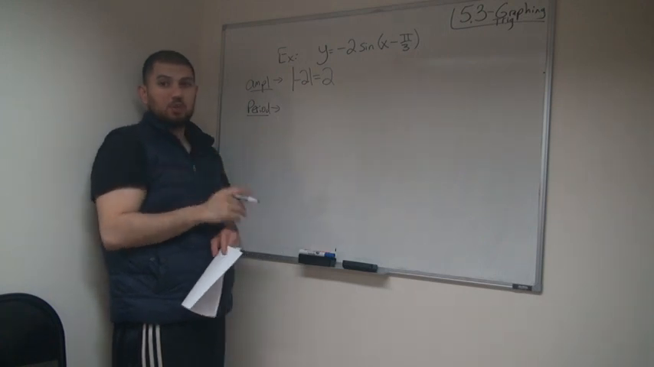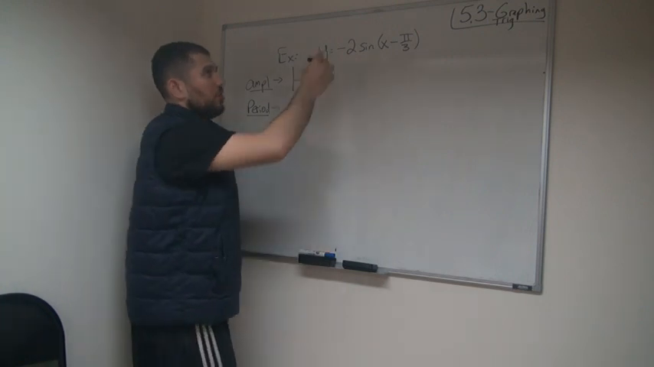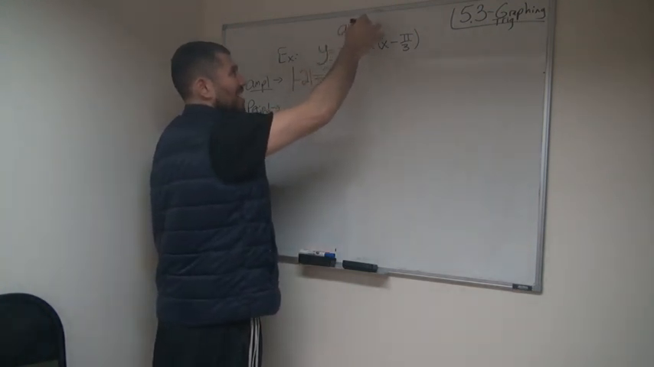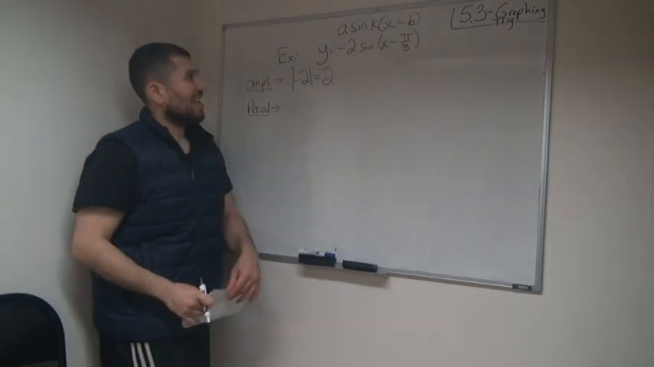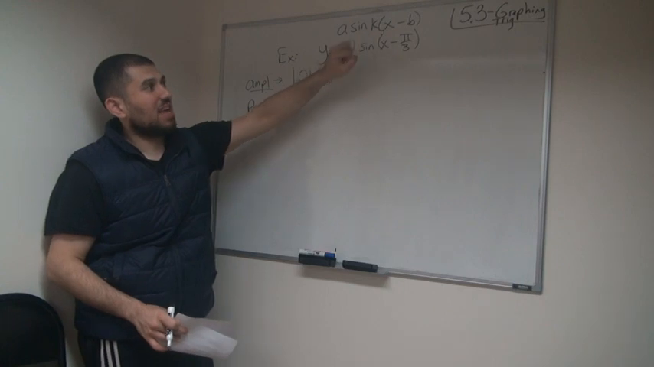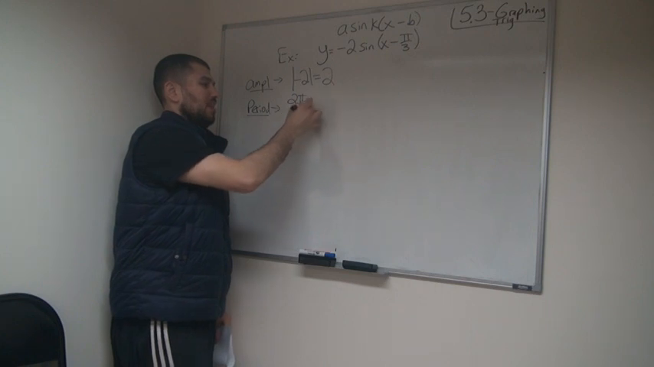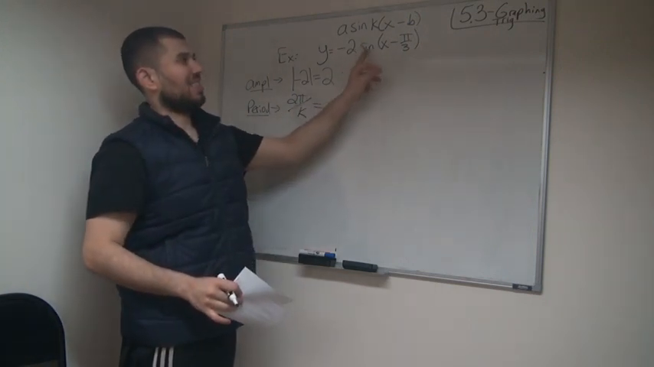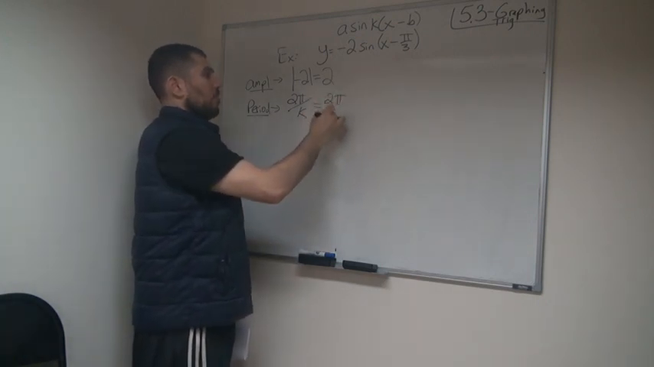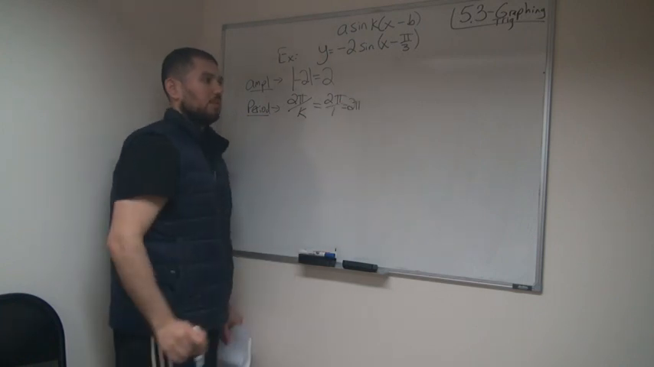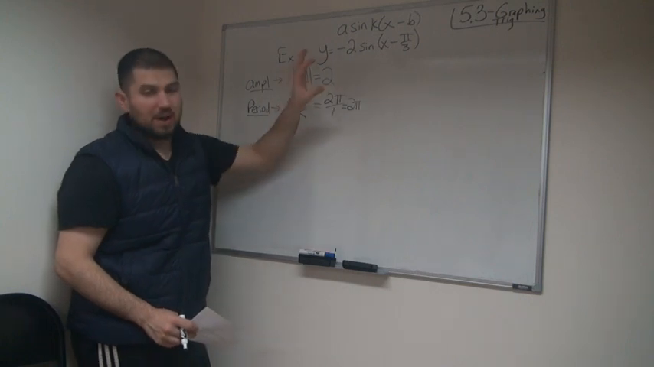So this is where your textbooks might be a little sneaky. As you recall, the general formula was A sine k parentheses x minus b. The k, or constant, outside the parentheses will be what affects your period, in 2 pi divided by k. Here, I have a sine of 1 times x minus pi over 3. So my period is 2 pi over 1, or just 2 pi.